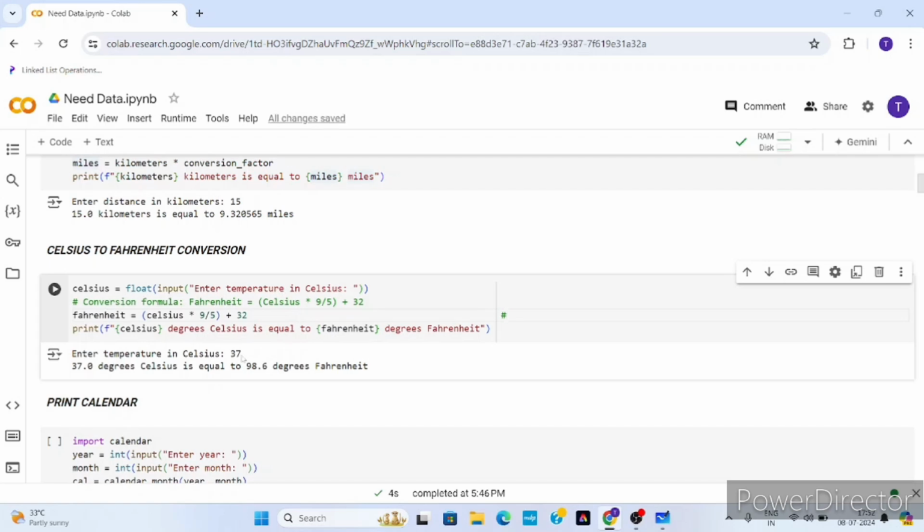So applying this formula, the Celsius is now 37. So 37 into 9 by 5, and this value will be added to 32. That's it. So you just multiply this first, and there's this bracket, so it will be easy for the calculations. Just divide this and multiply with this, and you can add the 32, so you get around 98.6 Fahrenheit. Okay.